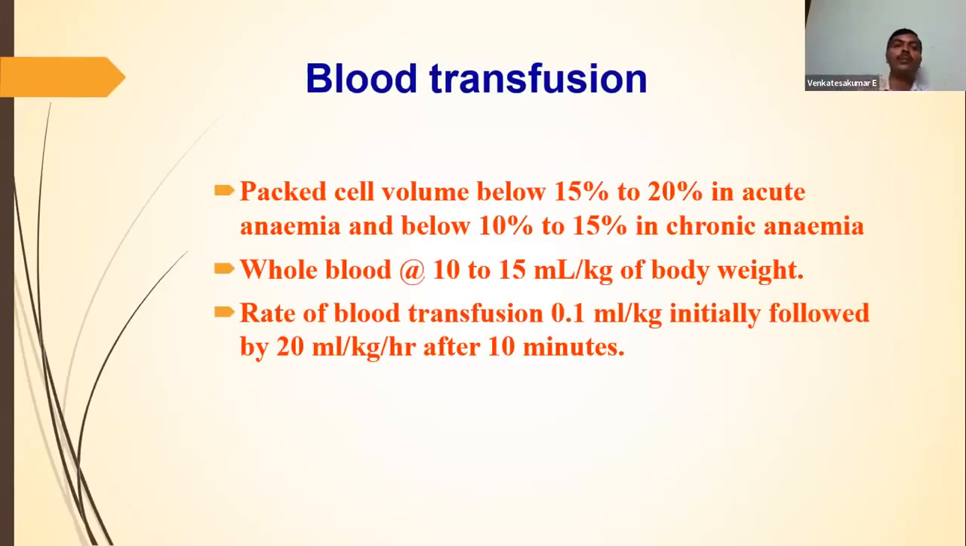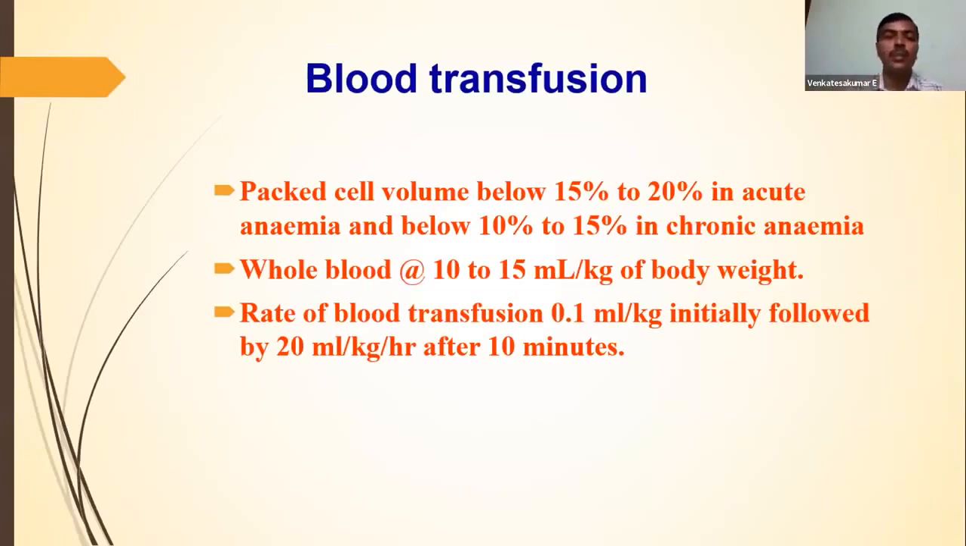Before going for the blood transfusion in the recipient, you have to give antihistamines, 10 to 15 ml of blood, to avoid transfusion reactions. The initial transfusion is done at 0.1 ml per kg body weight. That means drop by drop you have to administer. And if there are no transfusion reactions like hiccup, hypothermia, salivation, coughing, fever, you can start the fast rate of administration, 20 ml per kg per hour, after 10 minutes of starting the blood transfusion.